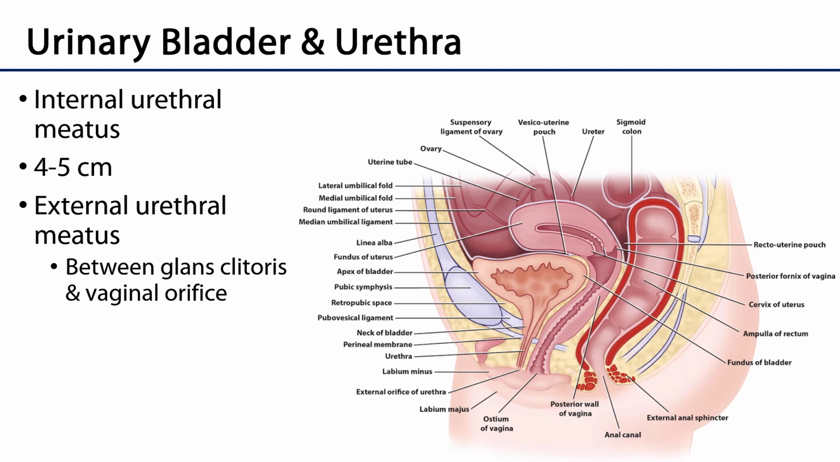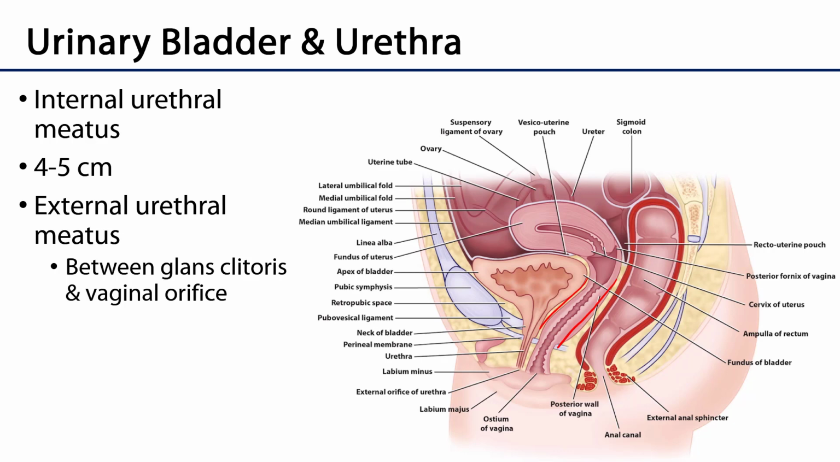So again, sex is contiguous. It is not binary. Should a vagina be present, that vagina has a posterior relationship to the base of the bladder.